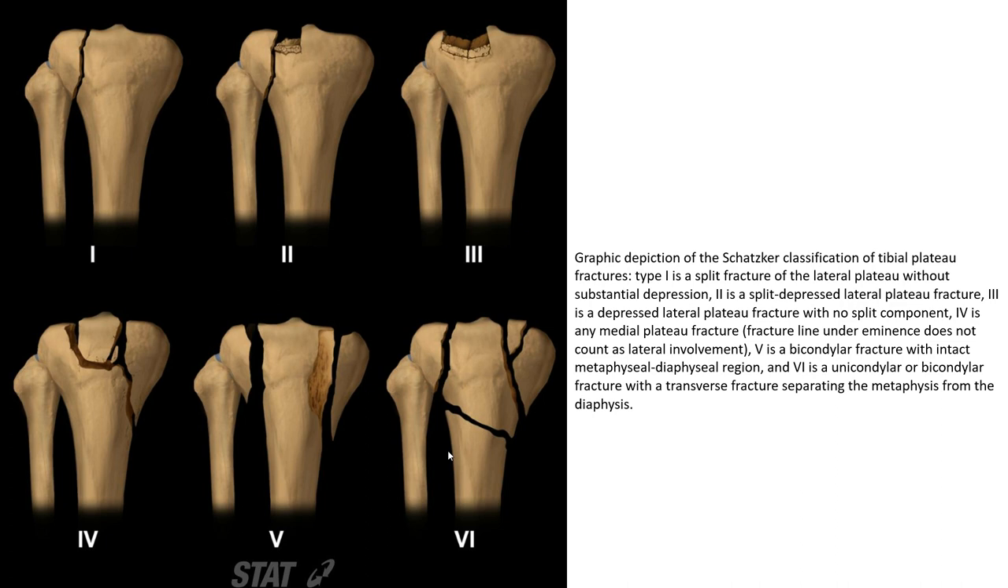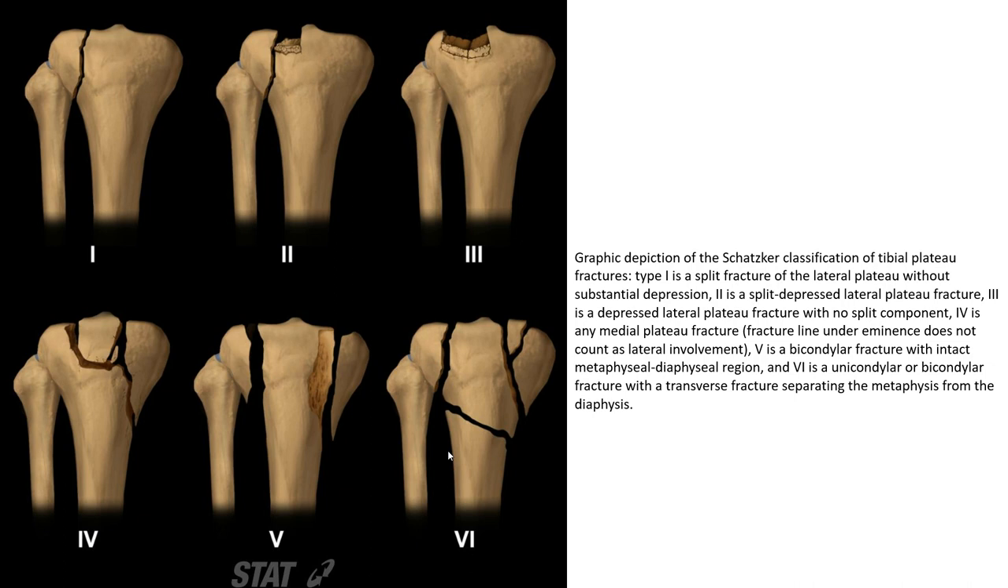The next topic is the classification of tibial plateau fracture by the Schatzker classification. The tibial plateau fracture is divided into six types. Type 1 is a split fracture of the lateral plateau without substantial depression. Type 2 is a split depressed lateral plateau fracture. Type 3 is a depressed lateral plateau fracture with no split component.